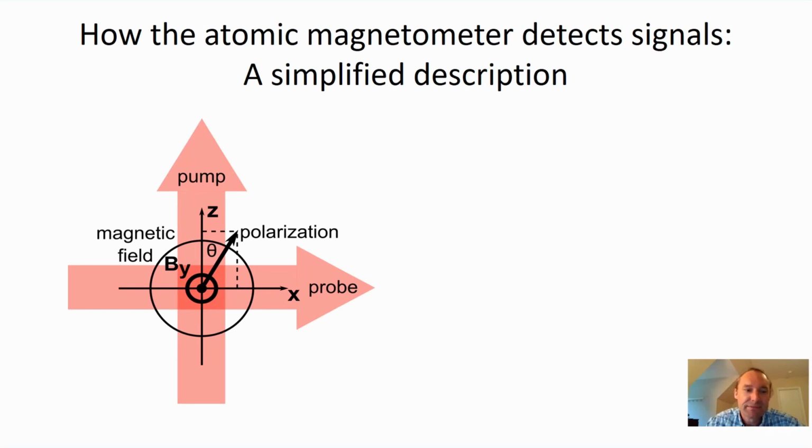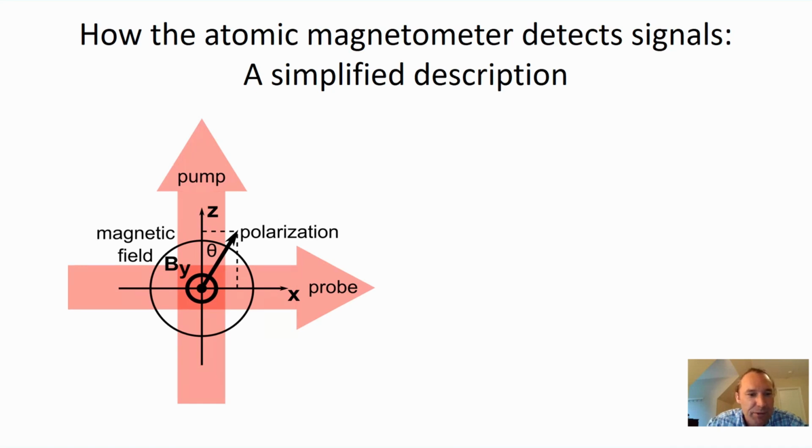So you have X, Z up, and Y is out of the paper, okay? And we have the probe beam propagating along X, the pump beam propagating along Z, and then the Y field is what we're trying to detect. So our magnetic field, let's say, comes from the Y direction. So how does this thing detect this magnetic field?